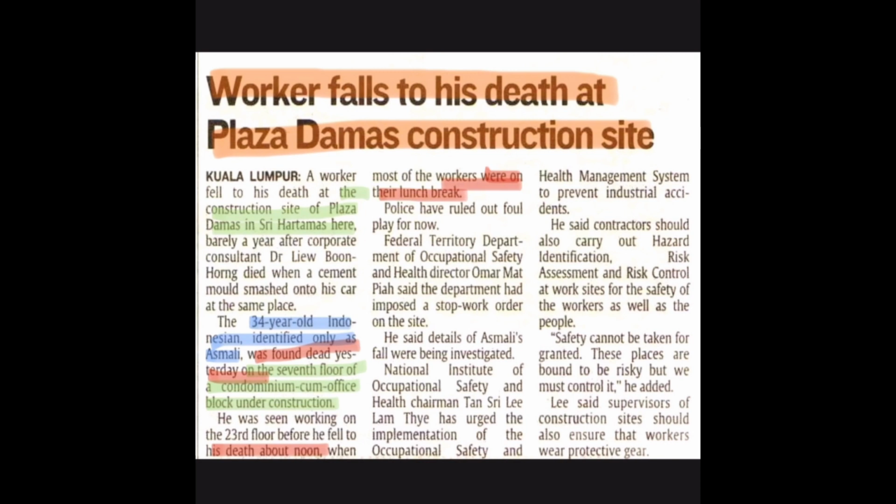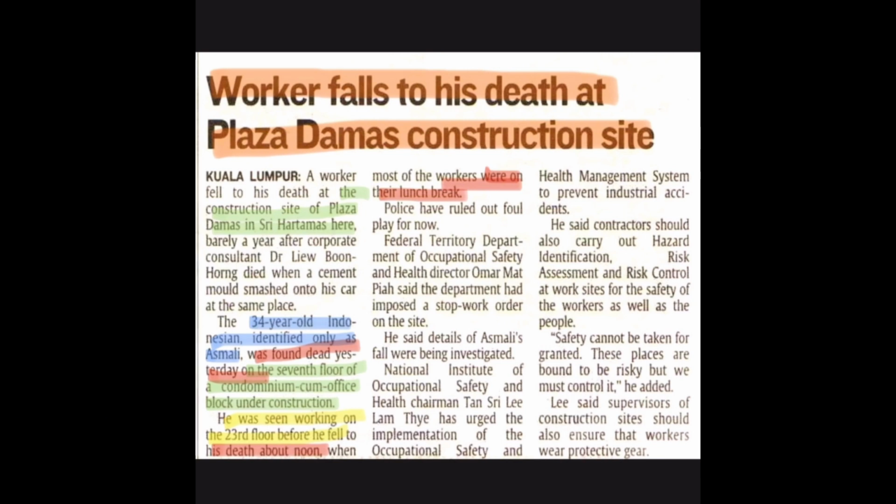Alright, now we proceed with why. Here you can see he was seen working on the 23rd floor before he fell to his death. This is why he fell from the 23rd floor. So basically, why is the answer for the what. The detail is he was seen working on the 23rd floor before he fell down. That's why he fell to his death.